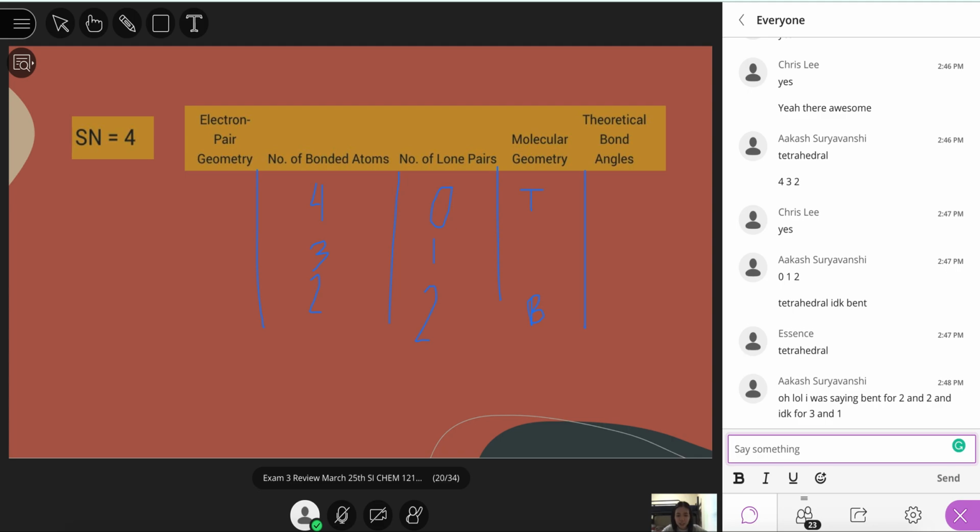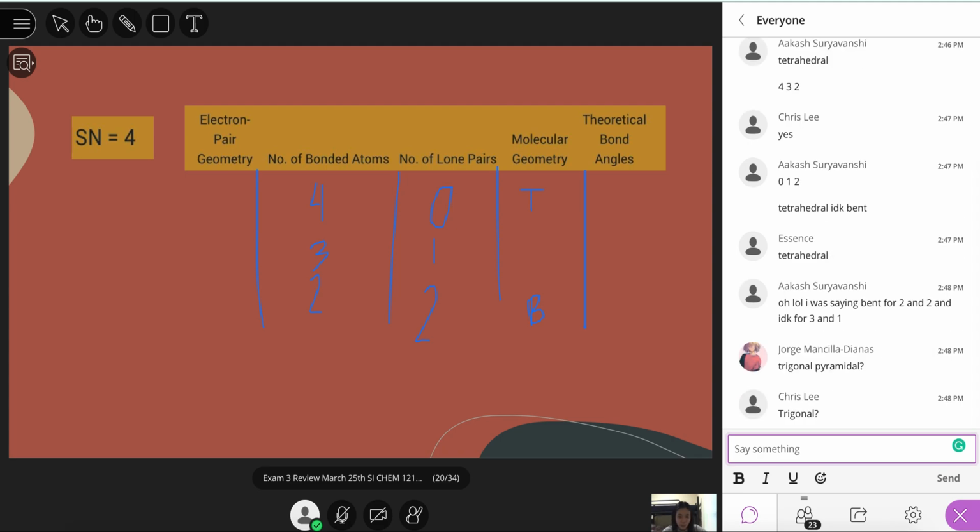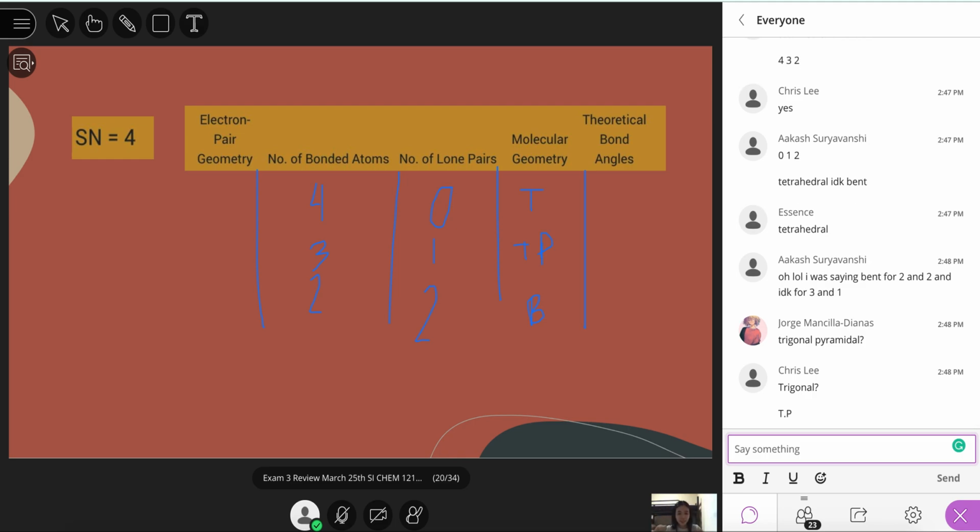And then 3 to 1. What is that going to be? Does anyone remember? You have 3 bonded atoms, no lone pairs at all. Or I mean, 1 lone pair, sorry. 1 lone pair, what is that going to be? Does anyone remember? Yes, exactly. It's trigonal pyramidal. I can't really pronounce it, but you get the gist. Not bipyramidal, by the way, because I know some people might get confused. It's trigonal pyramidal. TP. Yes.